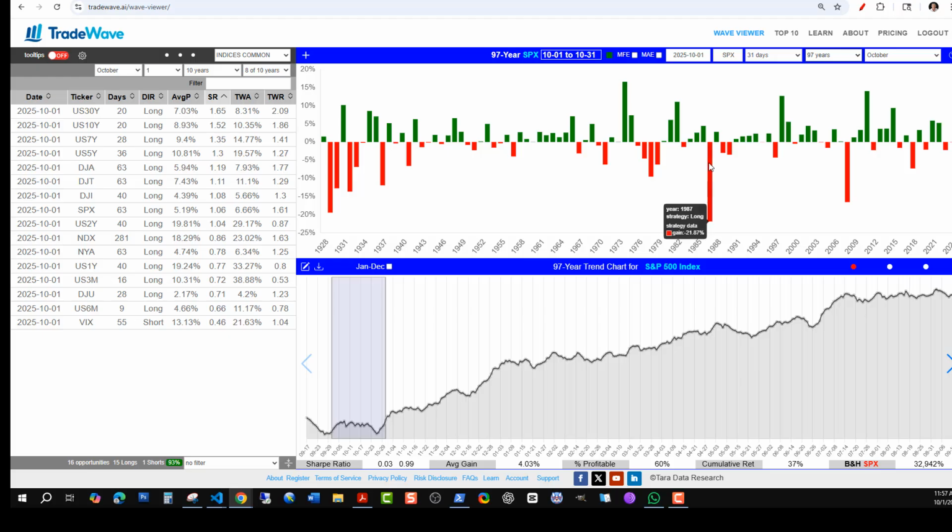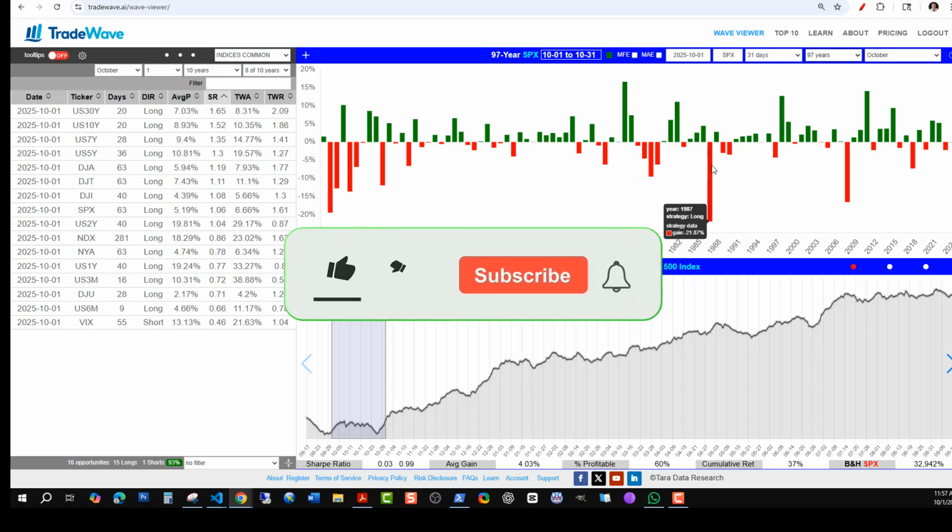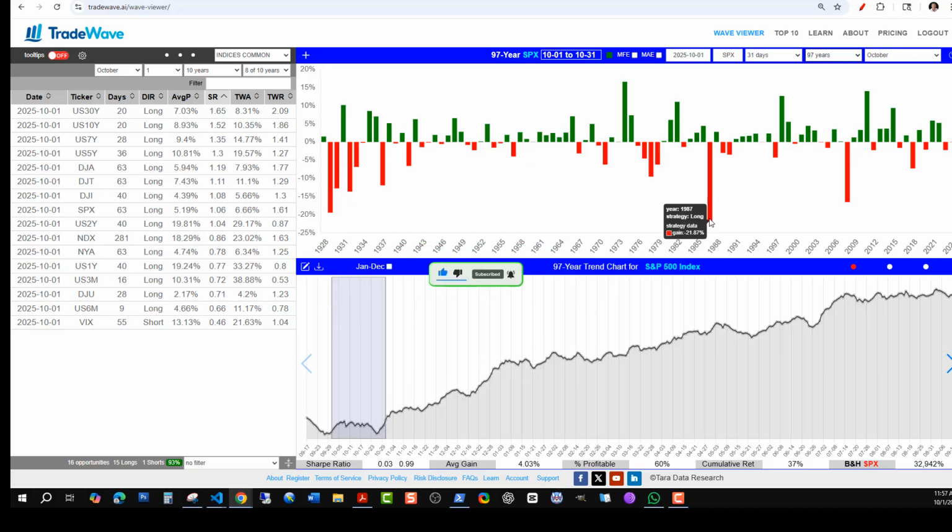Take a look at these big, more recent bars. 1987, the big drop happened in the month of October. That's why it's showing it here, minus 21%. Of course, it was more than that, but this is the drop in the month of October alone. 2008 month of October was down 16.56%.